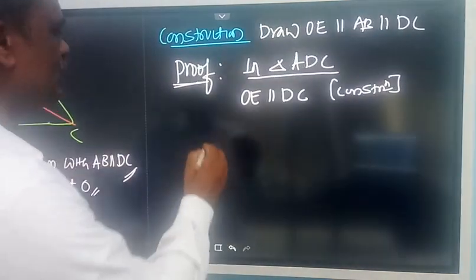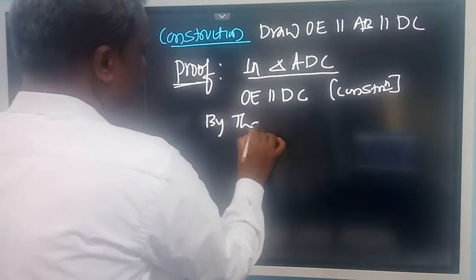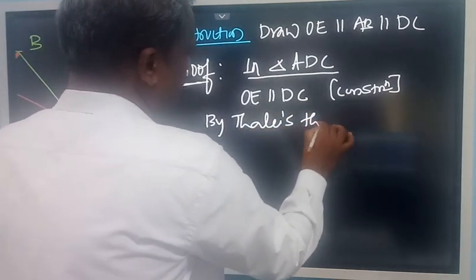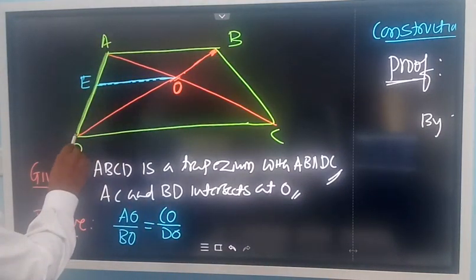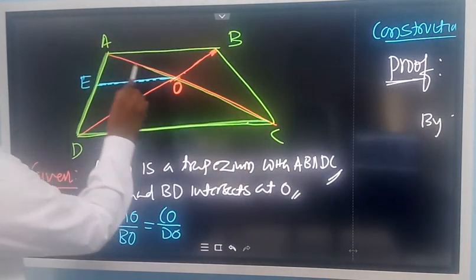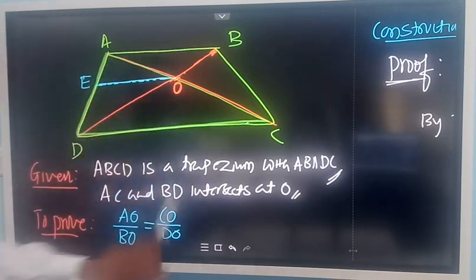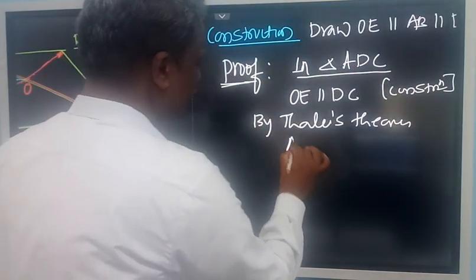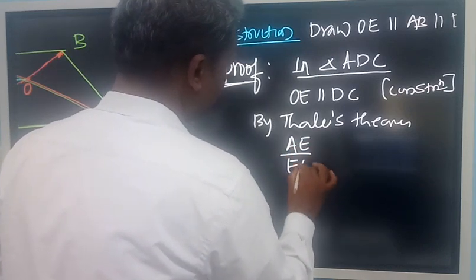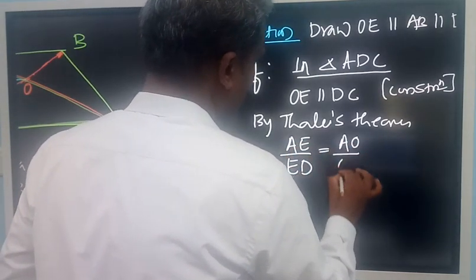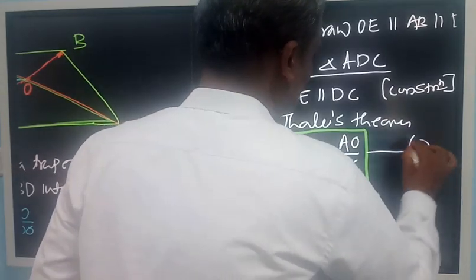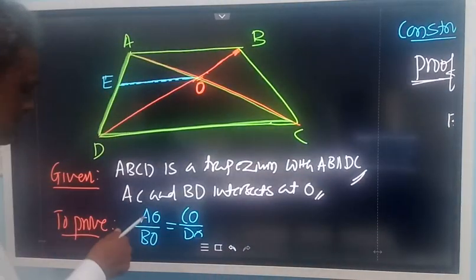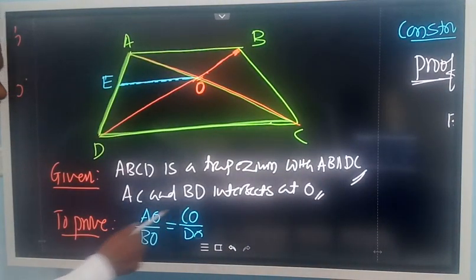What you can write here by Thales theorem? Only this triangle you see. AE by ED is equal to AO by OC. So let us write AE by ED is equal to AO by OC. So you call this as equation 1. See, we got AO and OC. Actually AO by BO we want, but we can rearrange afterwards.